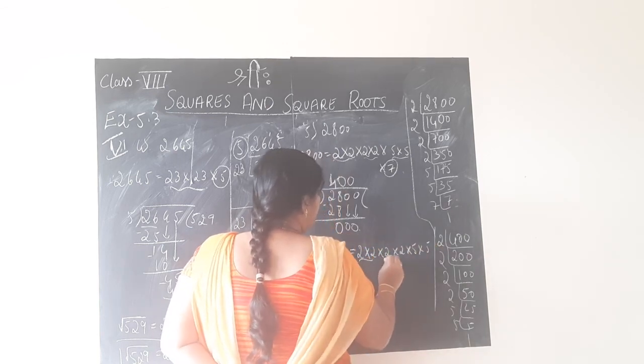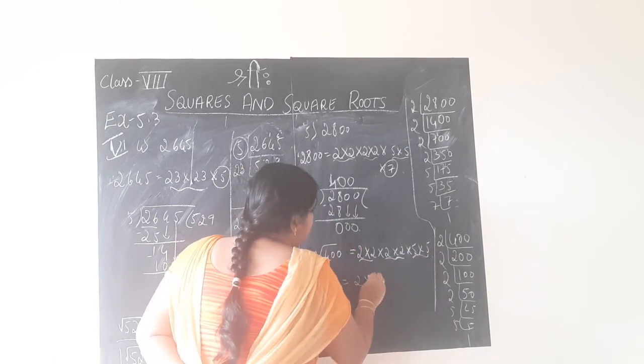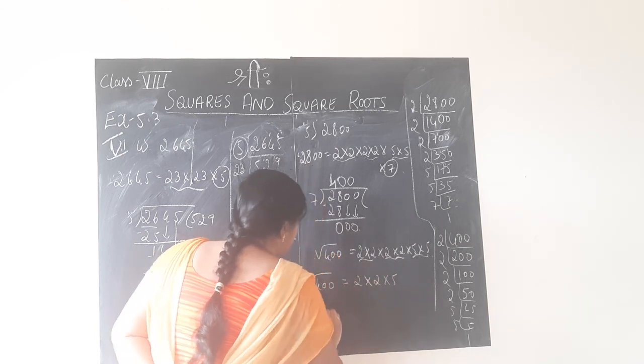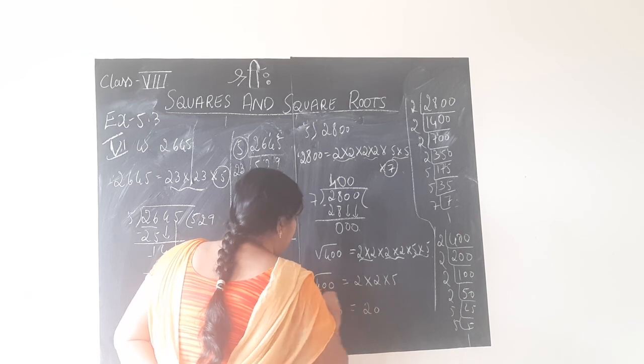2 into 2 into 5 I got. 2 parallel, 2 parallel, 5 parallel. So square root of 400 is 2 into 2 into 5. Square root of 400 is 2 2s are 4, 4 5s are 20.